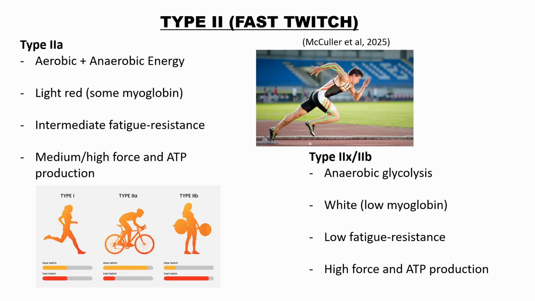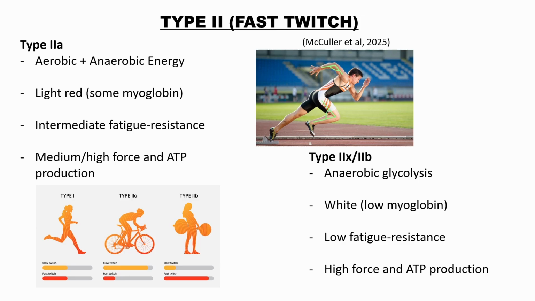Next, type 2 can be divided into two categories. First, type 2A, which uses both aerobic and anaerobic energy, which means no oxygen. It's light red because it has some myoglobin. It has intermediate fatigue resistance, but it produces medium to high force and ATP. So it's good for activity that requires power but needs to be sustained, such as biking.